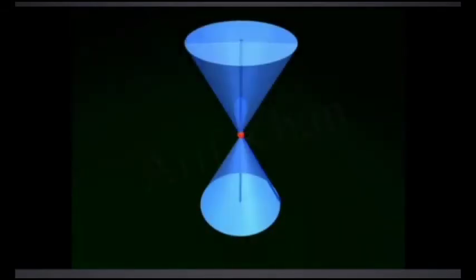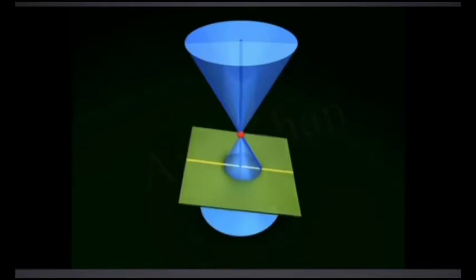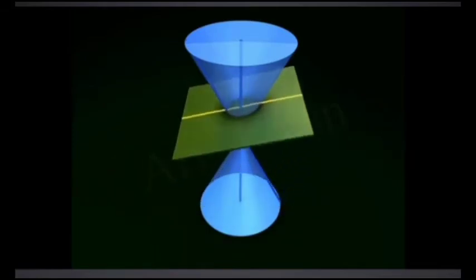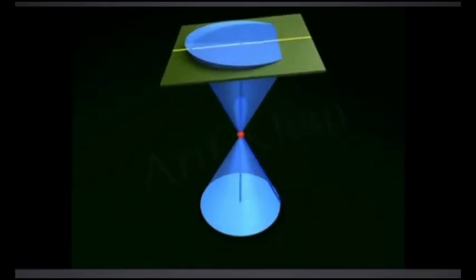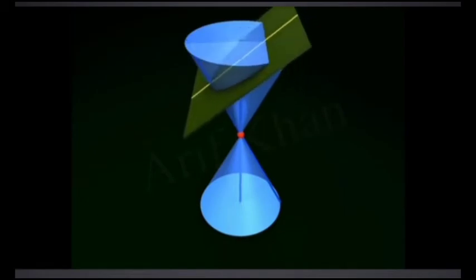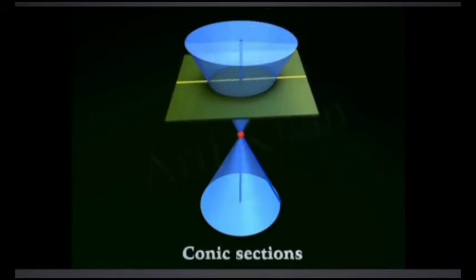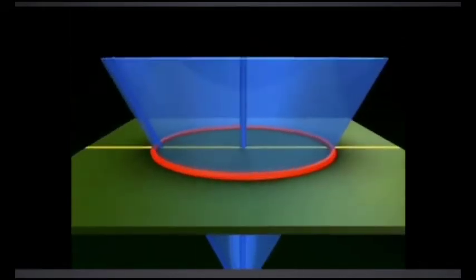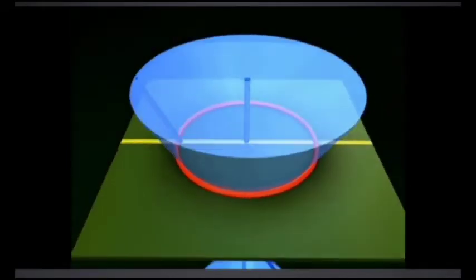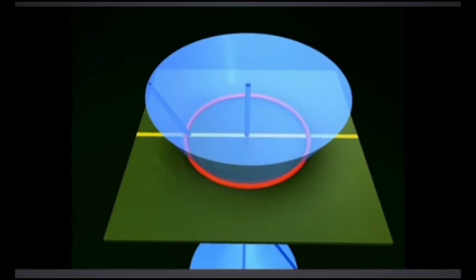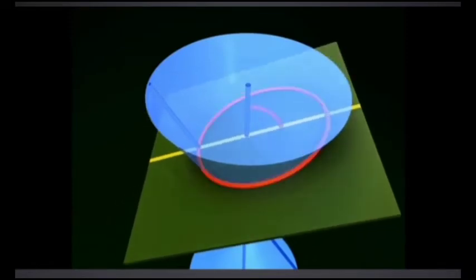Conic sections. If a plane intersects a double right circular cone, we get 2-dimensional curves of different types. These curves are called conic sections, depending on the angle made by the plane with the vertical axis of the cone.